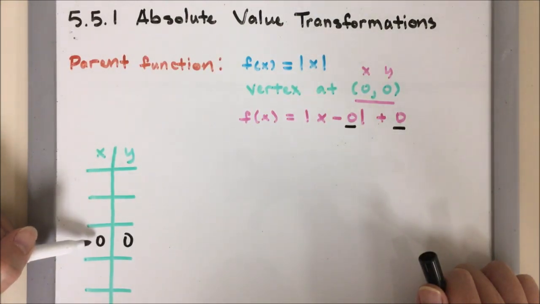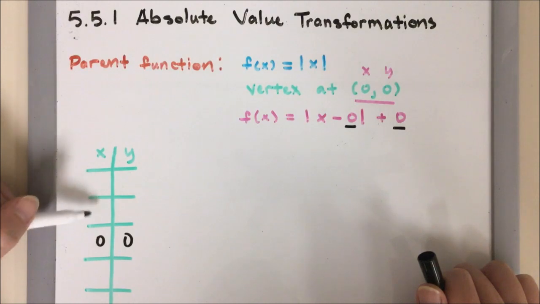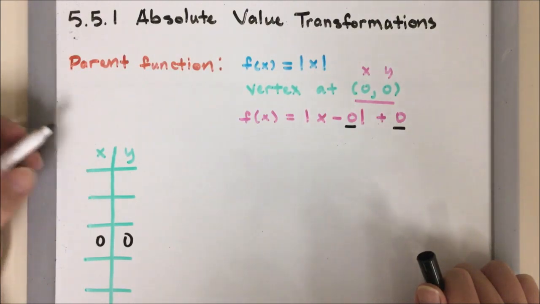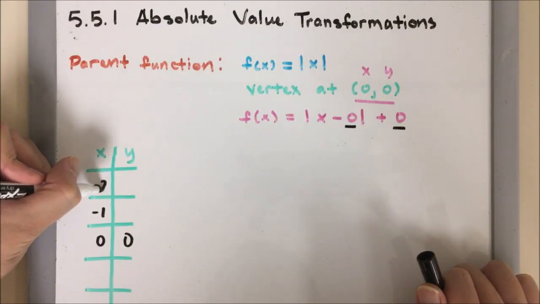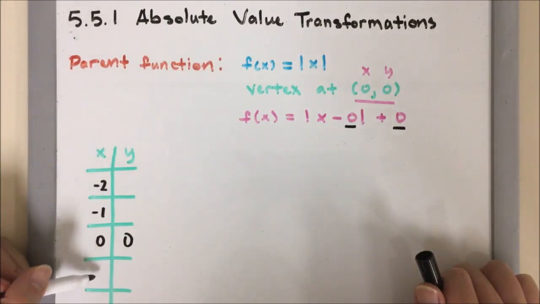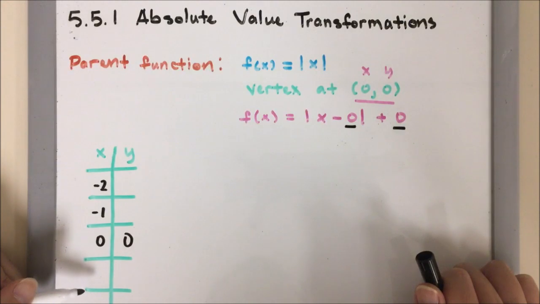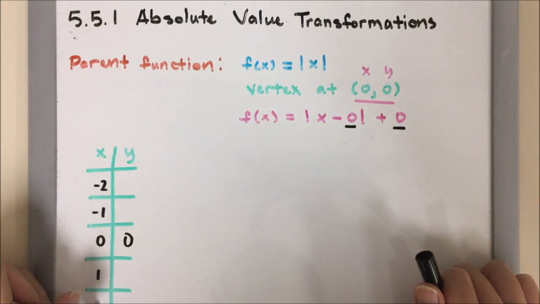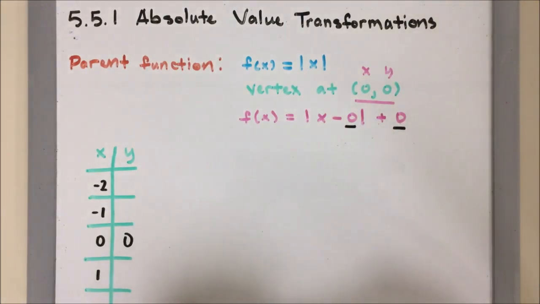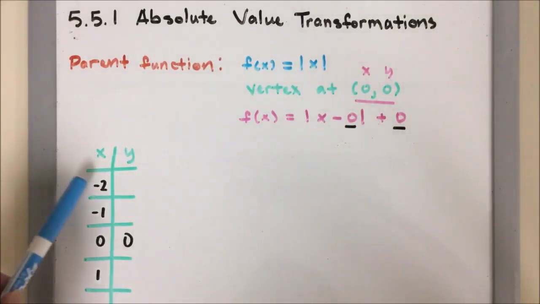So if 0 is in the middle, then I'm going to pick the next two lower x values, which are -1 and -2. Then below, I'm going to pick the next two higher x values, which are 1 and 2. So I just finished picking my x values. Next, I'm just going to start plugging in, simplifying, and then determining my y values. So let's do the first one.